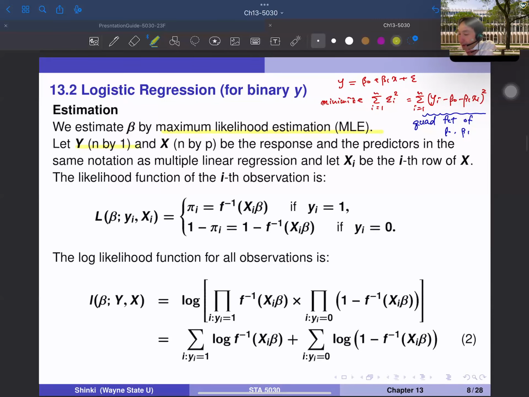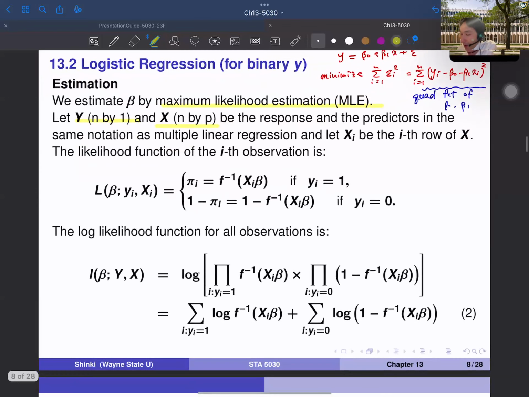So suppose that y is the response variable, x is the matrix of predictors. And we use just the same notation as in multiple linear regression, and x_i is the ith row of x. So this may be a vector, x_i1 to x_ip. Then the likelihood function is defined by this.